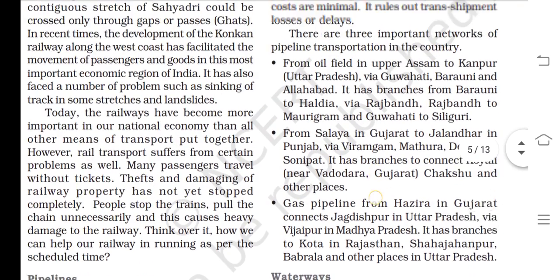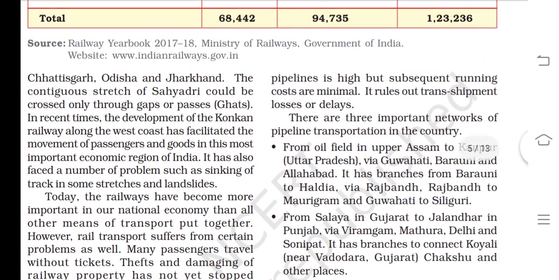The initial cost of laying pipelines is high, but subsequent running costs are minimal. It means if you are laying pipelines, the cost is very high, but the subsequent running cost is very low. It rules out transshipment losses or delays. We can transport crude oil, we can transport petroleum, and we can give raw materials to the industrial sectors also.